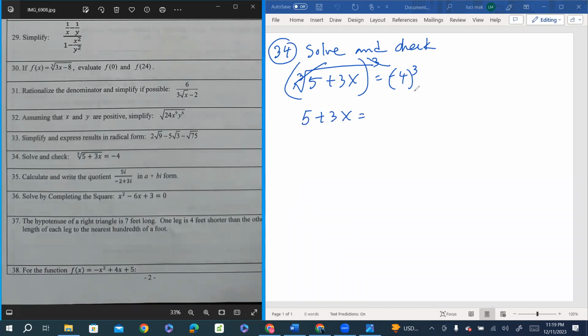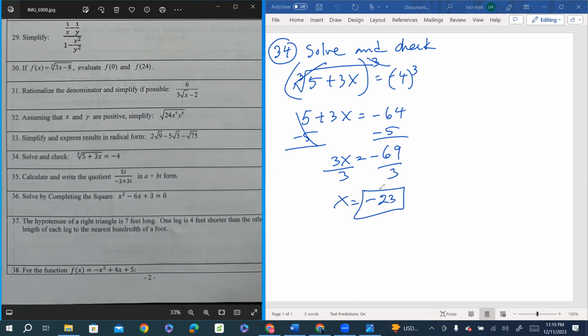Negative 4 times negative 4 is positive 16, times negative 4 is negative 64. Now let's solve for x by subtracting 5 on both sides first. So we get 3x is equal to negative 69. Divided by 3, x equals negative 23. Let's check this as well.